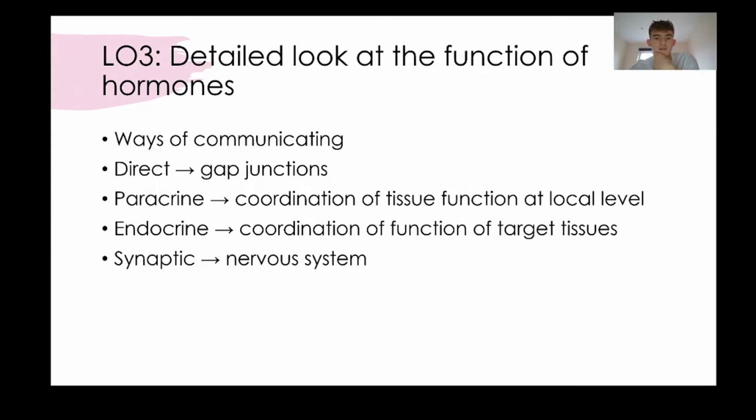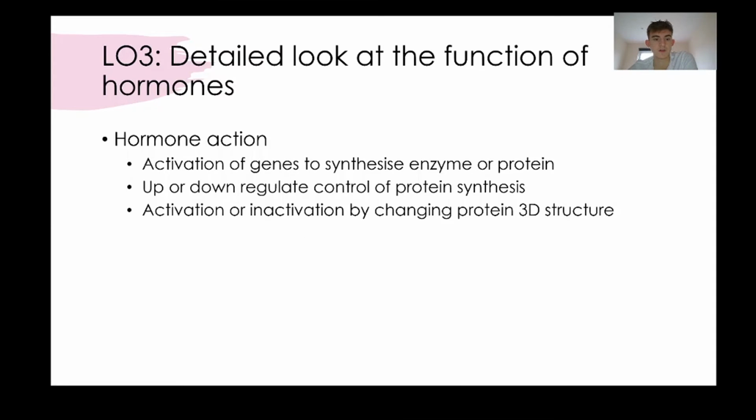So the ways of communicating with these hormones, we've got direct gap junctions or paracrine effect, so coordination of tissue function at a local level, say nearby, or endocrine coordination of function of target tissue somewhere else. Or we've got synaptic through the nervous system on neurotransmitters. So the hormone action, as I talked about, depends on whether the hormone is steroid or non-steroid. We've got activation of genes in steroid hormones to synthesize enzymes and proteins, which then upregulate the control of protein synthesis. Or we've got activation or inactivation by changing protein 3D structure.